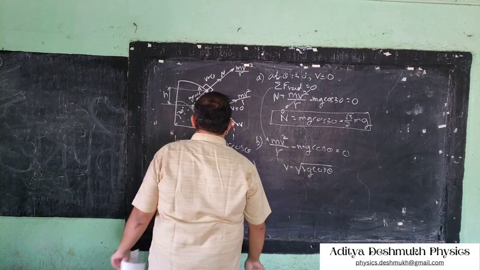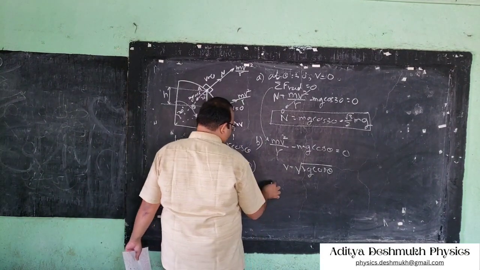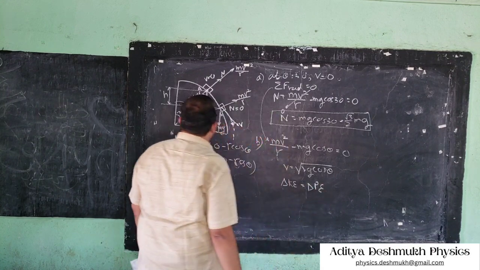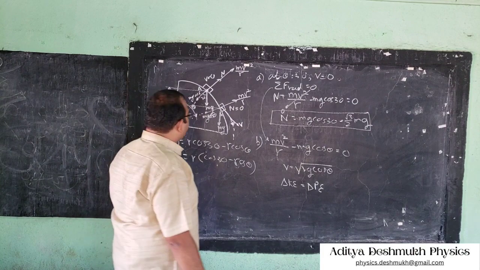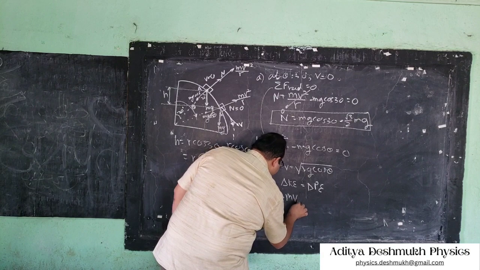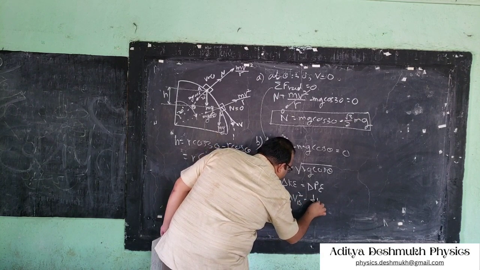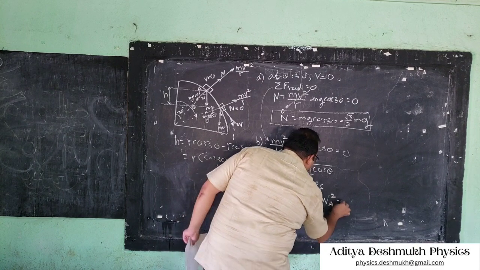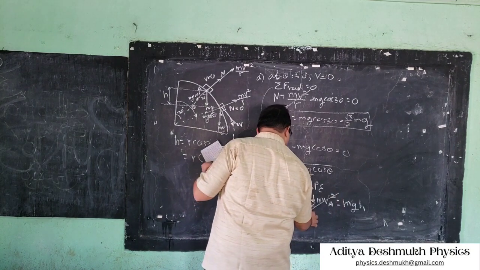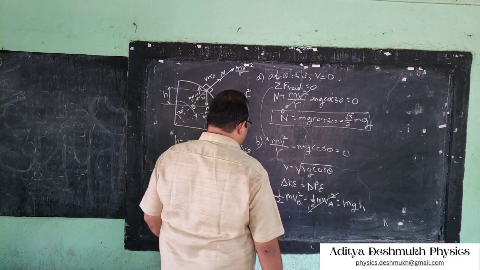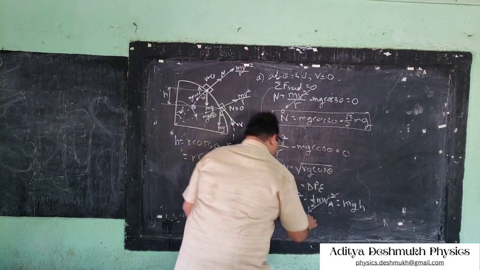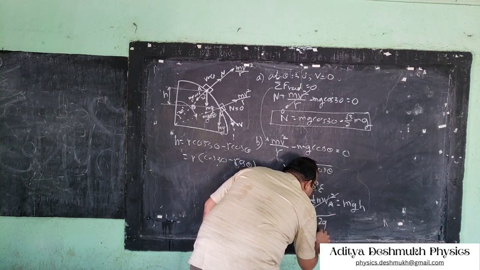So let's take energy balance between point A and point B. So delta KE will be equal to delta PE. So half of m vB square minus half of m vA square will be equal to mgh. vA is 0. So from this I will get vB equal to root 2gh.